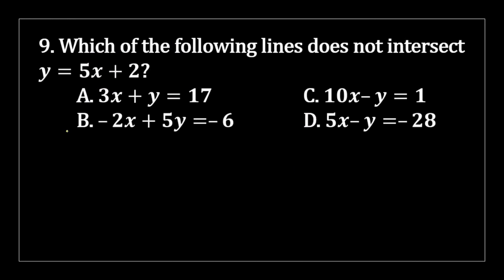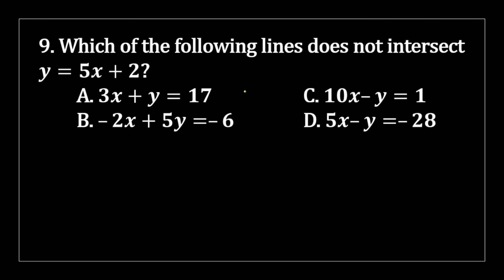Number 9. Which of the following lines does not intersect y equals 5x plus 2? If the lines do not intersect, we can say that the line is parallel to it. We can say that lines are parallel if they have the same slope. The slope of line 1 is equal to the slope of line 2. So we will transform all these equations into slope-intercept form and see which has the slope of 5.